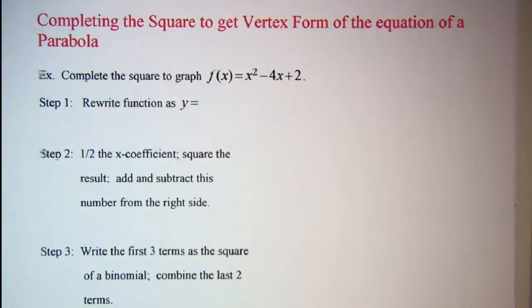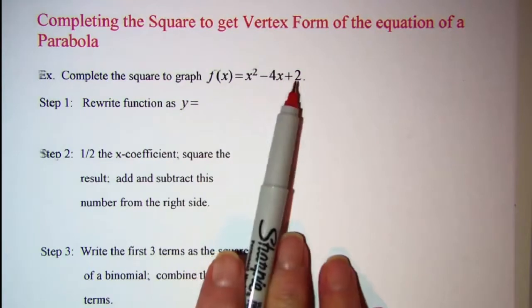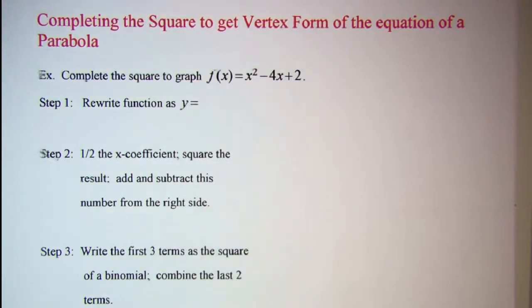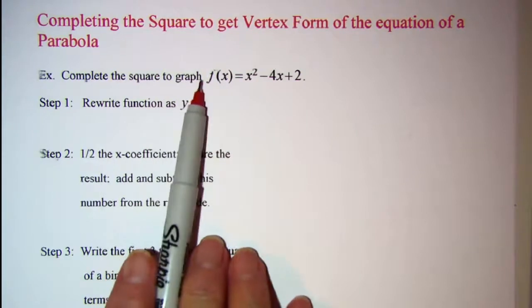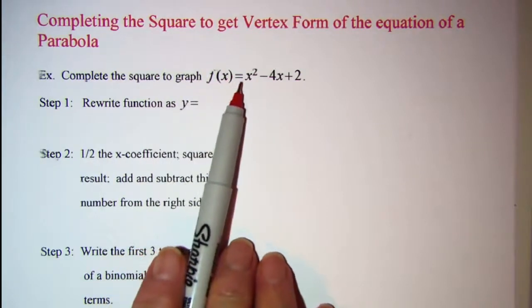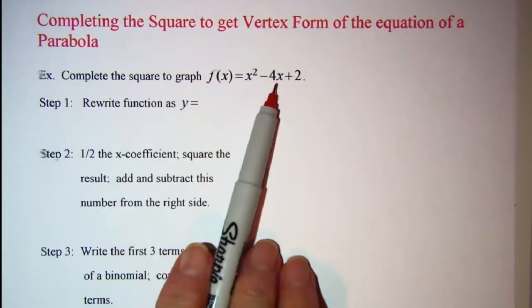In this video, we're going to complete the square on this quadratic equation to get the vertex form of the equation of a parabola. The example that we'll be doing is complete the square to graph f of x equals x squared minus 4x plus 2.